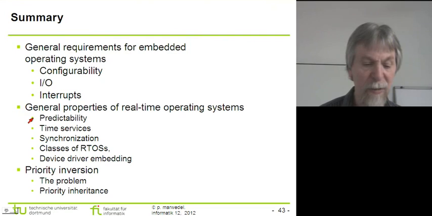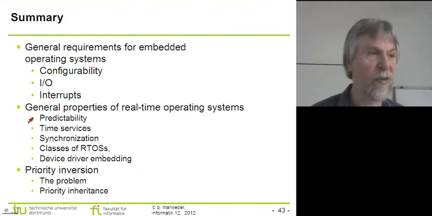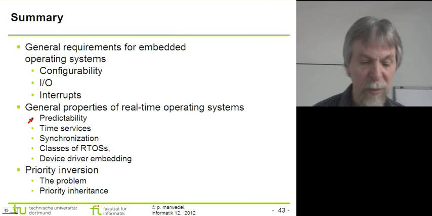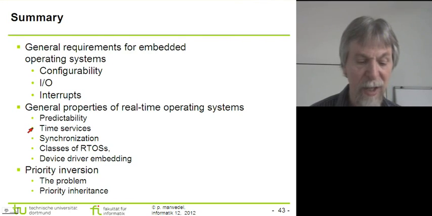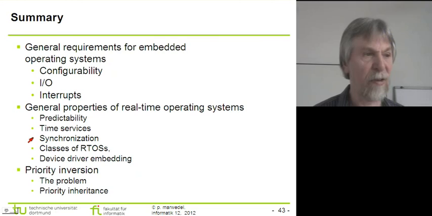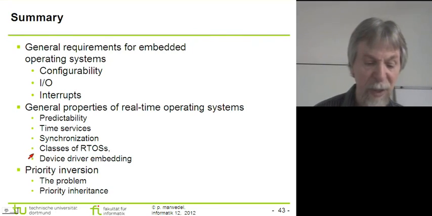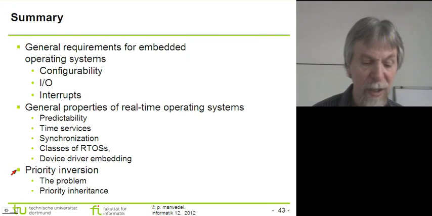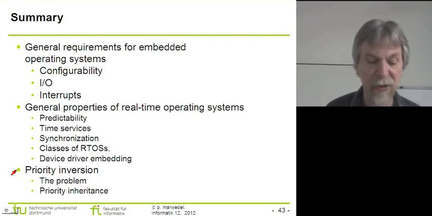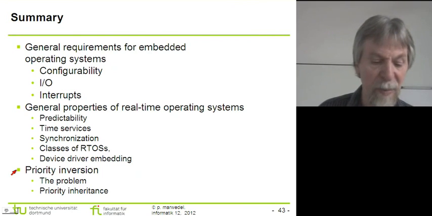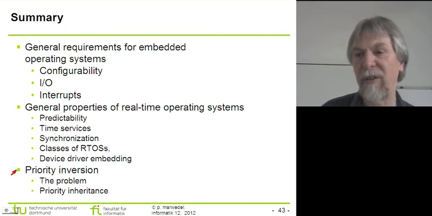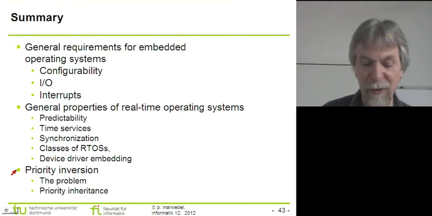There I looked at the different requirements as well. We looked at the need to provide timing predictable services. We also looked at time services. We saw that synchronization might be needed. We looked at the different classes of real-time operating systems. And we looked at how device drivers can be embedded into such operating systems. And finally, I discussed priority inversion. I discussed the problem, and I discussed priority inheritance as one protocol that we can use to get around these problems. So this concludes today's lecture.